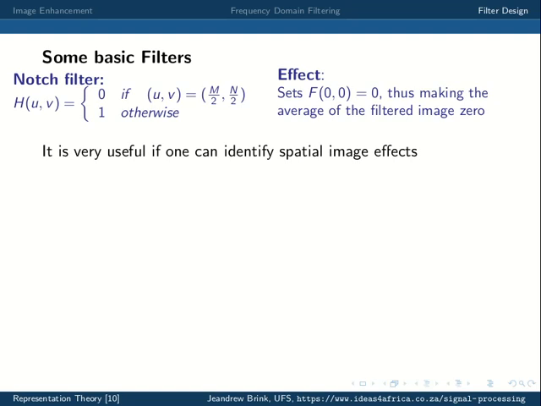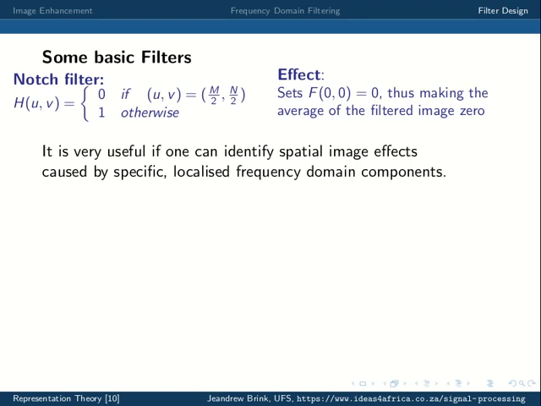Now the ultimate goal of frequency domain analysis, of which we're just getting a taste, is basically that you could identify spatial image effects that are caused by specific localized frequency domain components. So far we've seen one, where the slowly varying things, like shadows, are sitting at the center, and the rapidly varying things, the edges, are further out. But more than that is possible.